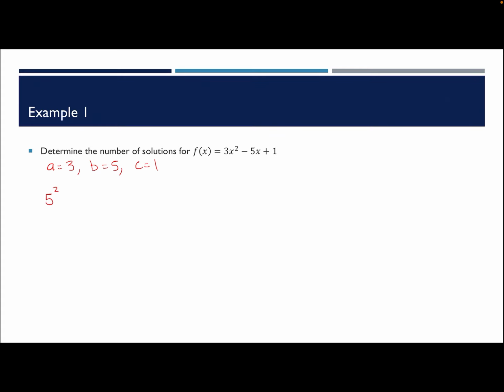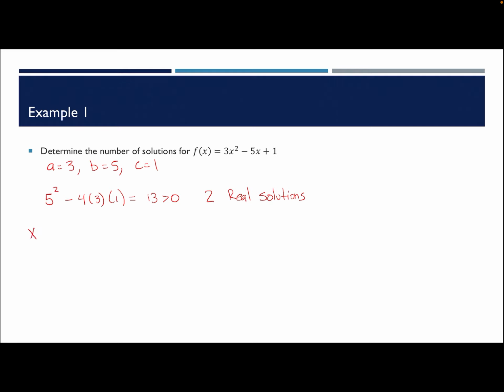So we're going to have b squared, which is 5 squared, minus 4 times 3 times 1, and that's going to be 25 minus 12, which is 13. That's greater than 0. So we have two real solutions. If we go a step farther to find those solutions, then we just need to use the quadratic formula.